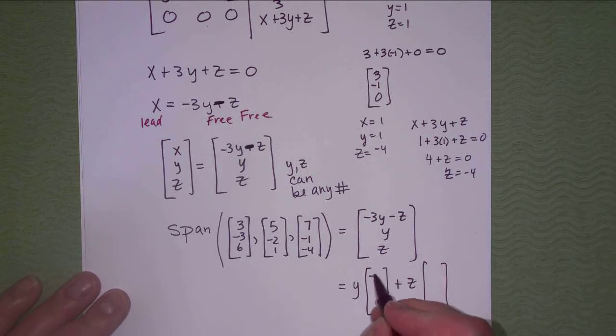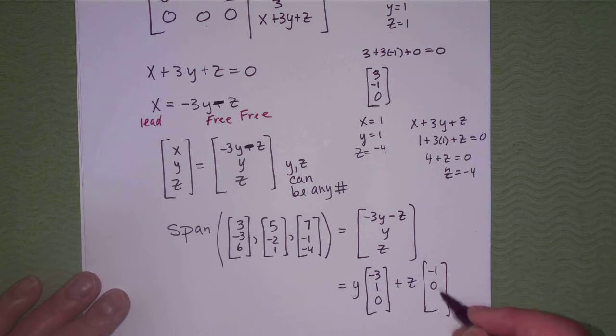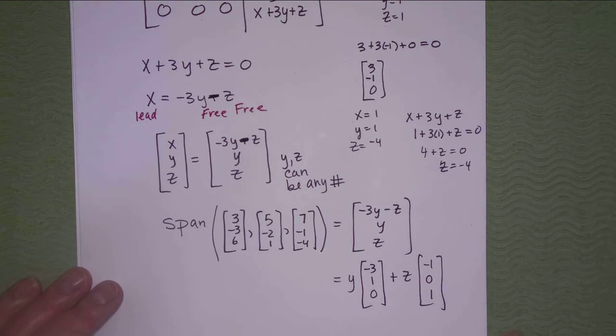So y times (-3, 1, 0) and z times (-1, 0, 1), which are both vectors in the span as well. So since it has two free variables, the span is a plane. So all the possible vectors in that plane will work. You could have just one free variable.